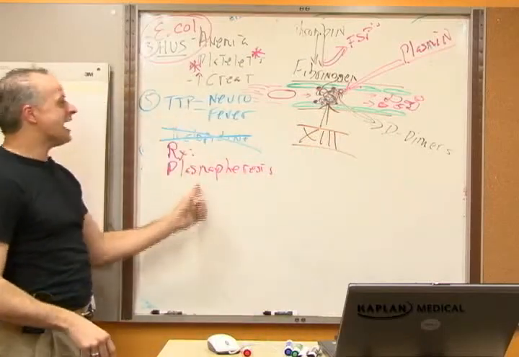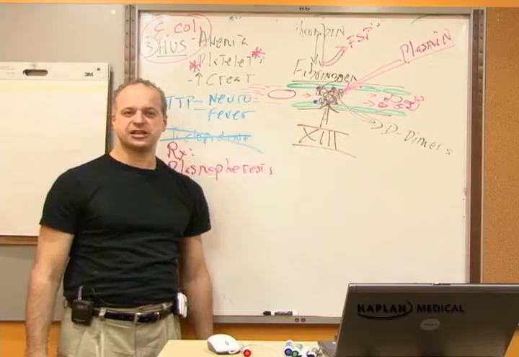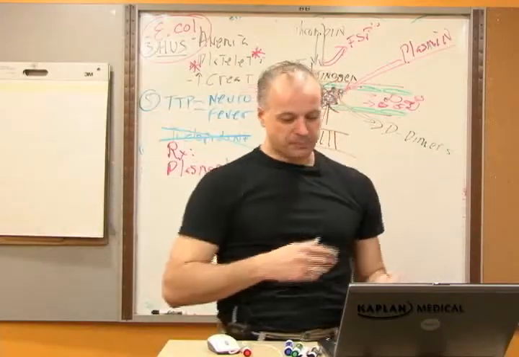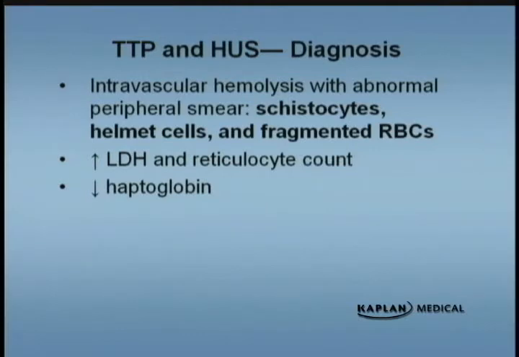So, TTP and HUS act as a deficiency of the metalloprotease. Plasmapheresis replaces it and washes away the platelet plug. Next disease. You see an increased LDH and reticulocyte count with TTP and HUS, but that's not different from any other form of hemolysis. Schistocytes, helmet cells, fragmented cells are not different from any other form of intravascular hemolysis like DIC. High LDH, low haptoglobin, high reticulocyte count is every other form of hemolysis. That's not special.